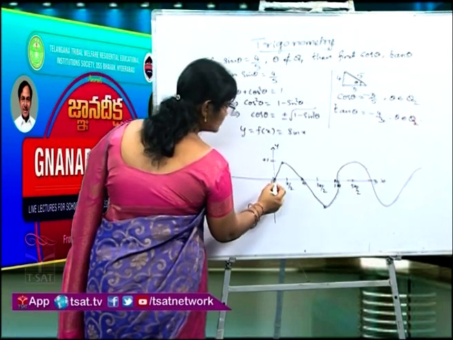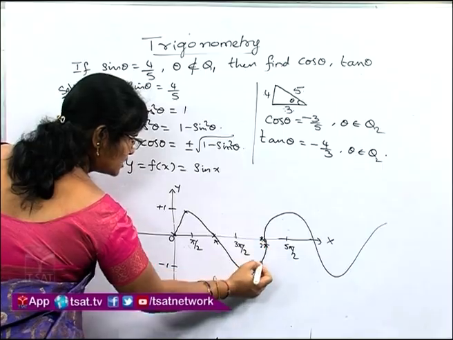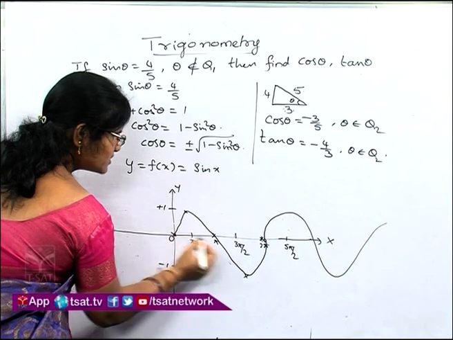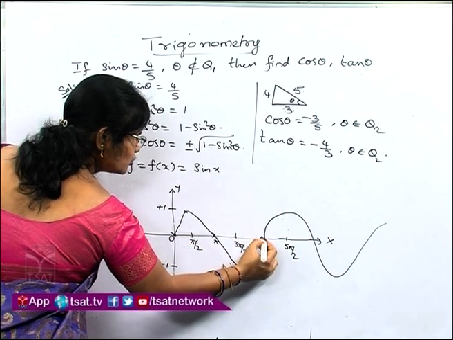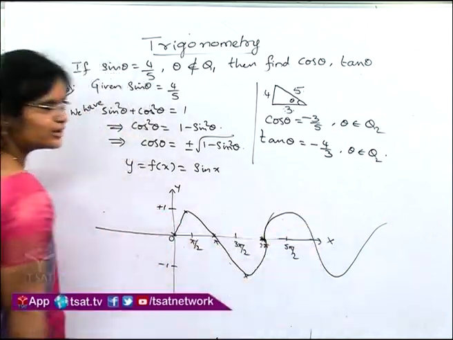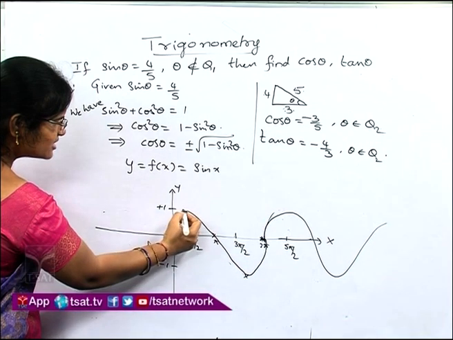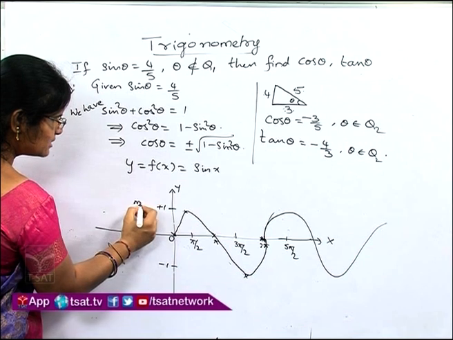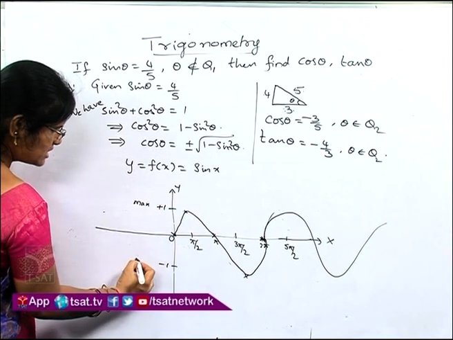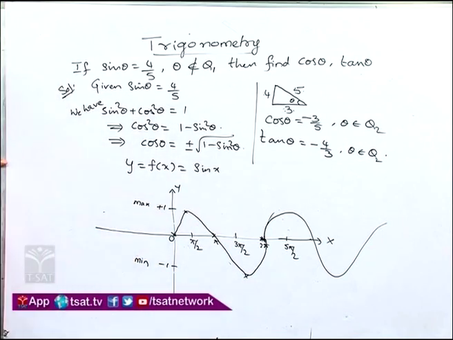If you observe this curve, one curve is completed from 0 to 2 pi. Again after 2 pi it will repeat the values, so the graph will be repeating. Where it is maximum, +1 is the maximum and -1 is the minimum. That is why we have written the range for sin is -1 to +1.